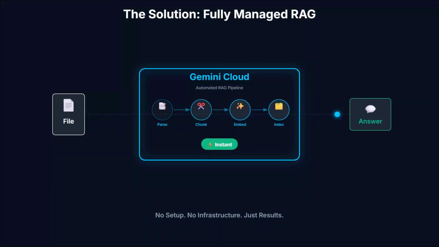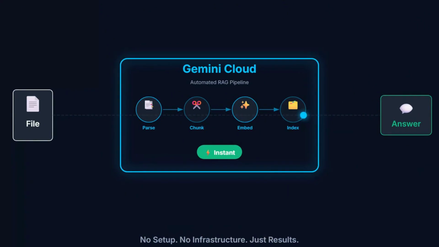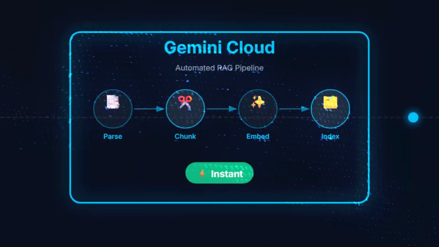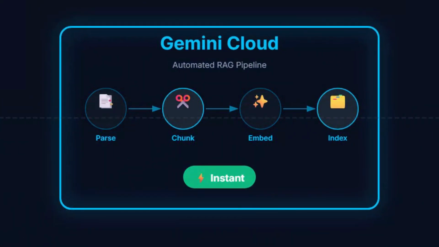So what happens when you upload a file? You send your PDF, CSV or code file to the File Search API. Google's infrastructure takes over. First it parses and extracts text from complex formats. Then it chunks the text into logical pieces. Next, it converts those pieces into vectors using Google's state-of-the-art models. And finally, it indexes them for high-speed retrieval.